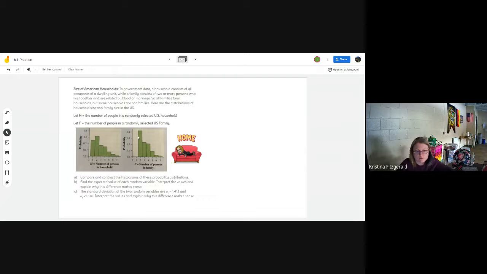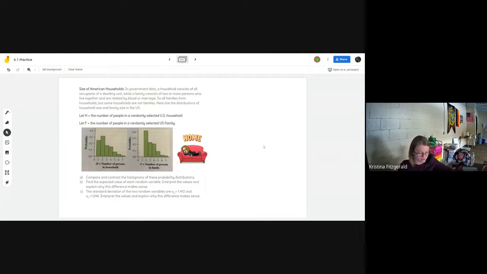Okay, so let's go ahead and read this one. This is dealing with household size. In government data, a household consists of all occupants of a dwelling unit, while a family consists of 2 or more persons that live together and are related by blood or marriage. So all families form households, but some households are not families. Basically some people might live together, but they're not considered a family because there's no marriage or blood relation. Like, if you're living together with your college roommates, you would be a household, but not necessarily a family, unless you're related to one of your random roommates.